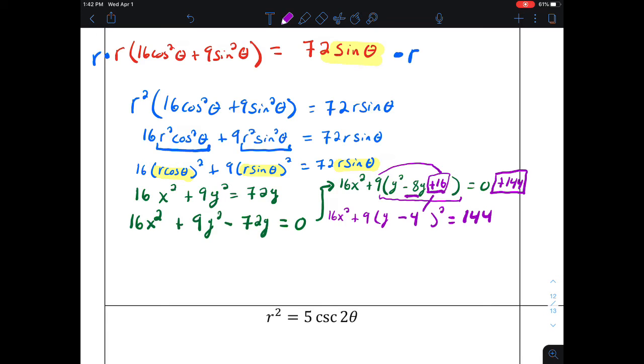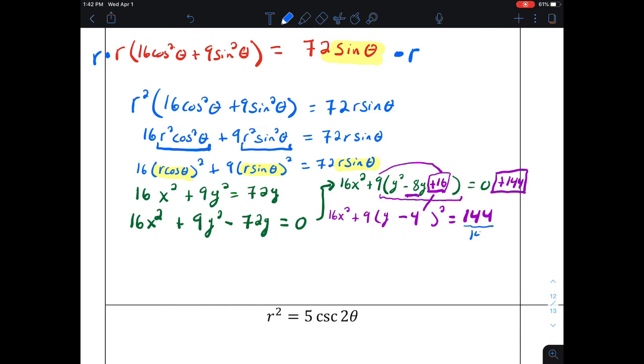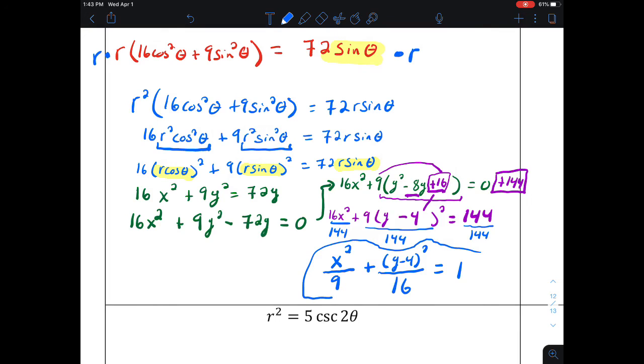The last thing, to have this in standard form for an ellipse, is to make that right side equal to 1. So I'd divide by 144 everywhere. And in doing that, what we would have is x squared divided by 9 plus y minus 4 squared divided by 16 is equal to 1. So there is a rectangular form for that polar equation.